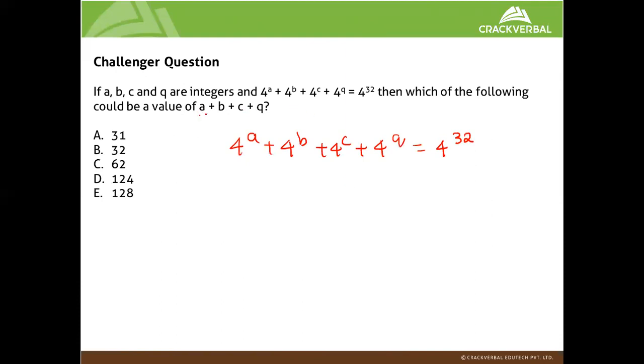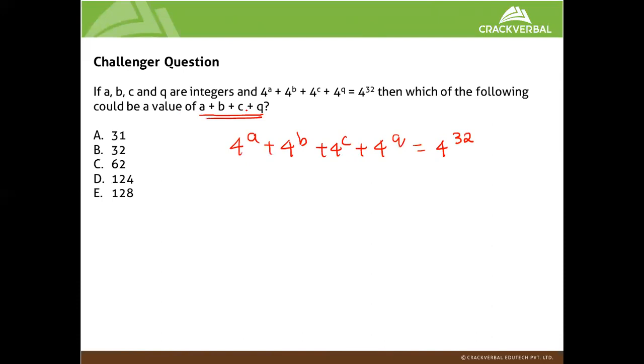And the question asks you for A plus B plus C plus Q. Now the big problem that you're going to face here is you have an addition of all these quantities. Now we know all the properties of indices, right? We know what is a to the power of m into a to the power of n, a to the power of m divided by a to the power of n. But I don't know what to do if I have a to the power of m plus a to the power of n, right? I just have to leave it as it is.